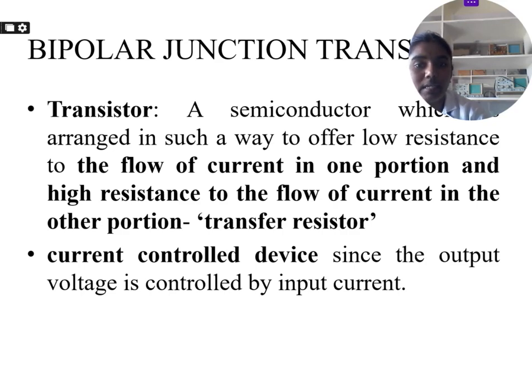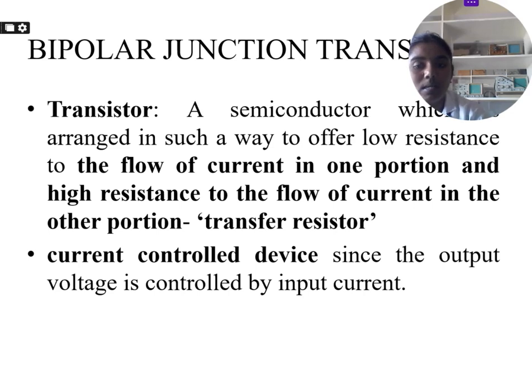A transistor is nothing but a device that can offer a low resistance to the flow of current in one portion and a high resistance to the flow of current in the other portion. That is, it can transfer the resistance from one portion to another. It is a semiconductor arranged in such a way as to offer low resistance to the flow of current in one portion and high resistance in the other portion. That is known as a transfer resistor.